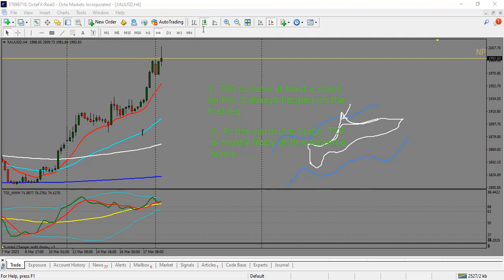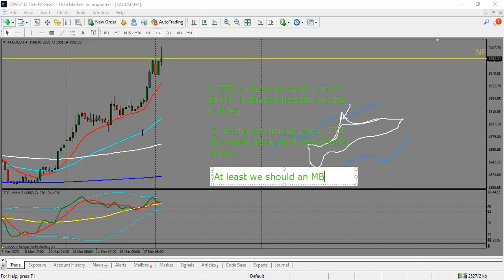Now, the third thing I always put into consideration is this, right? At least we should have an MBL bounce. You know this, right? The market baseline bounce. Okay? Market baseline bounce. Yeah, market baseline bounce. And this happens at the second leg.